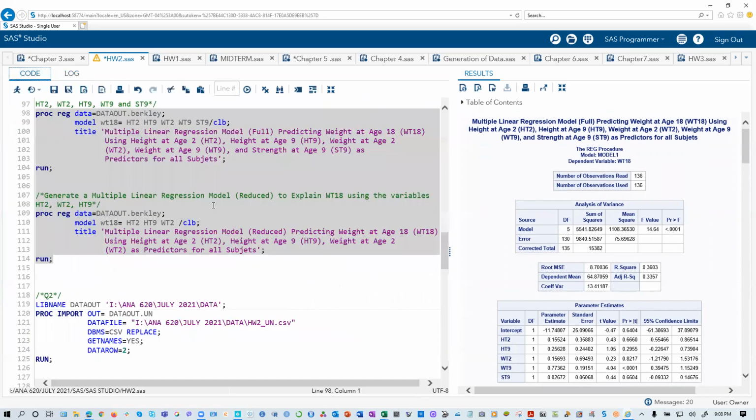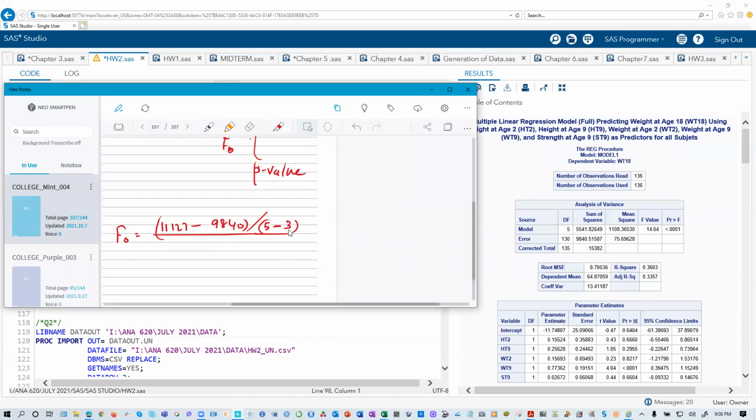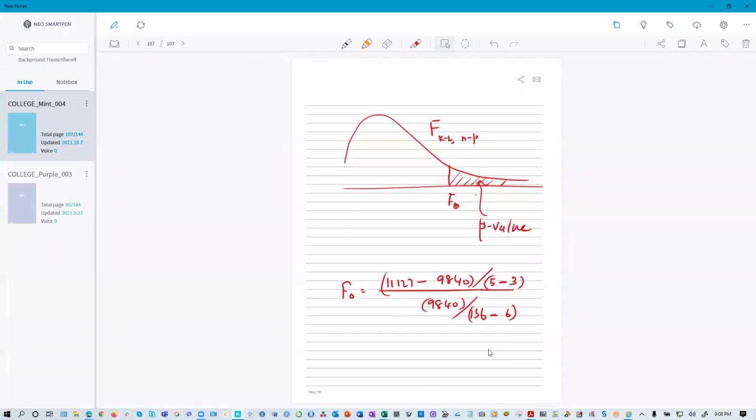Okay. Number of regressor variables in this one, 1, 2, 3, 4, 5. Here, 1, 2, 3. So that's the difference, K and L. K for the full model, L for this one. And for the full model again, this one is 9840, see? Divided by the number of observations, 136, minus the number of parameters in the full model, which is 6, including the intercept. See? So when you plug into this one, you get the F naught.